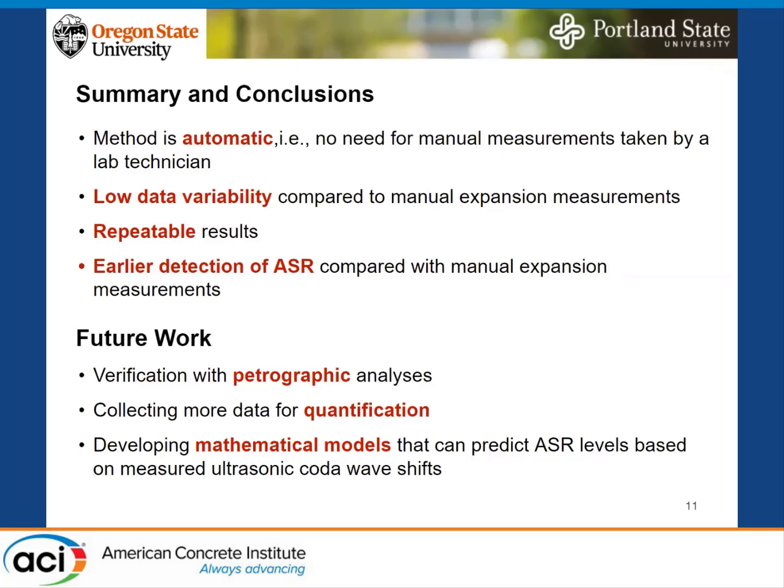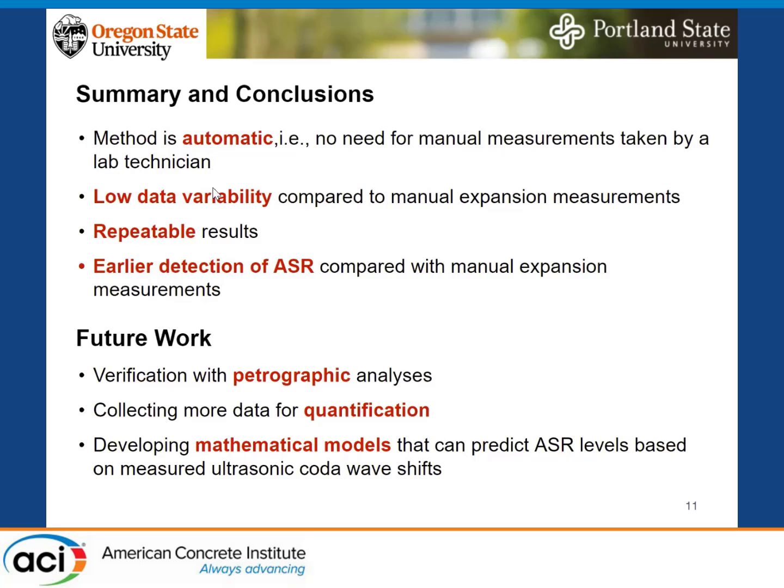So what this means is, for expansion measurements, we had 3 mixes, 3 prisms per mix, and one data point was always off. So the variance between the same samples was higher compared to the ultrasonic setup, because the trends were similar. And we can say the results were repeatable. I mean, at least for the 2 samples we had for each mix, we got the same results. And also the earlier detection of ASR.